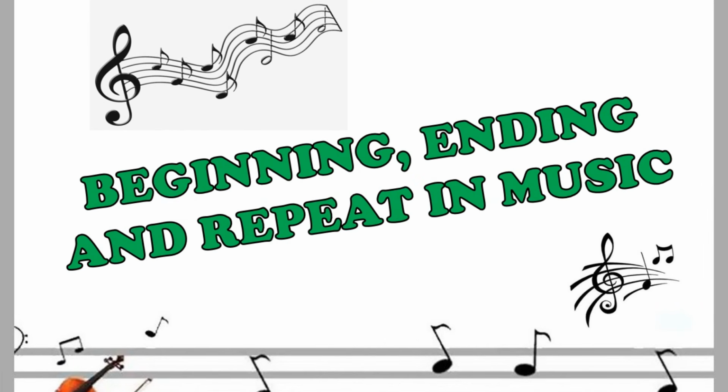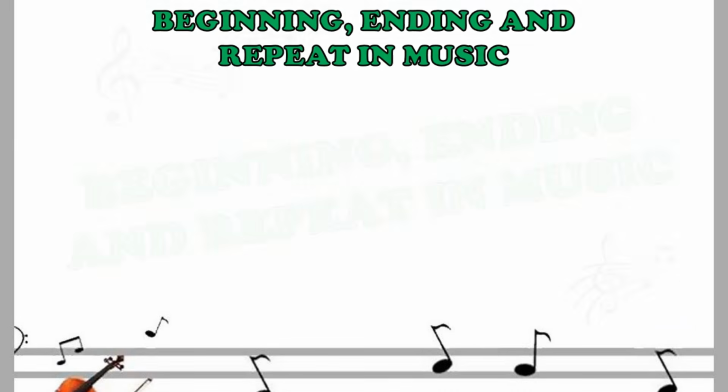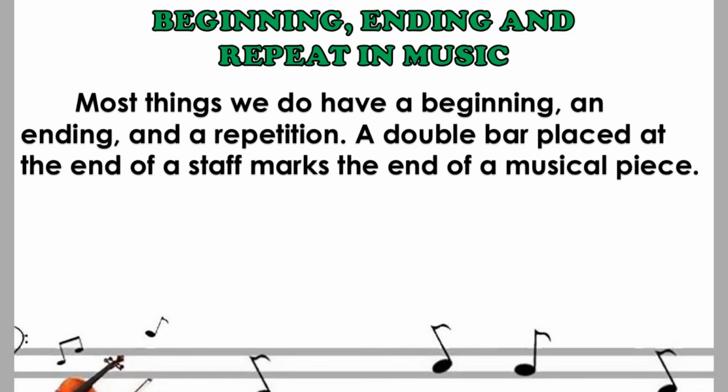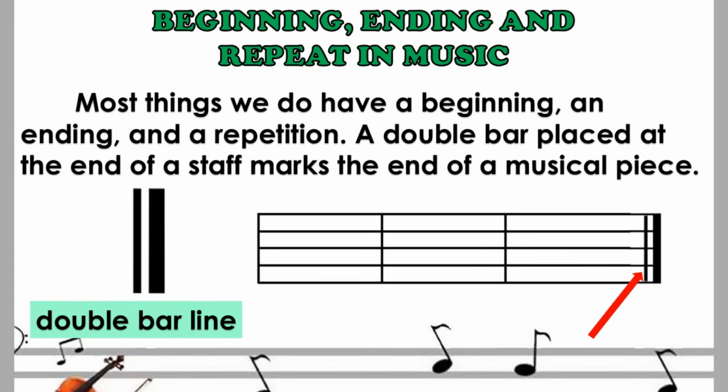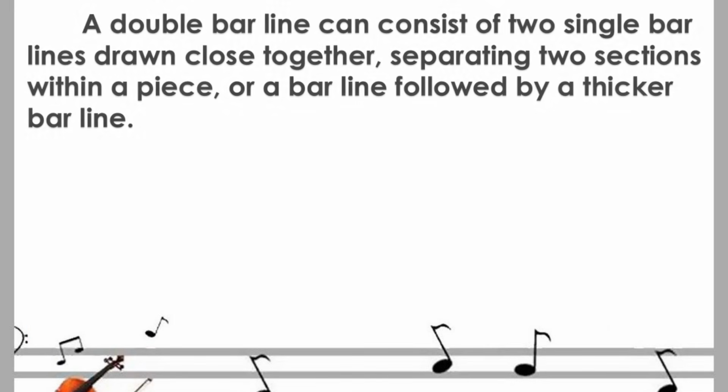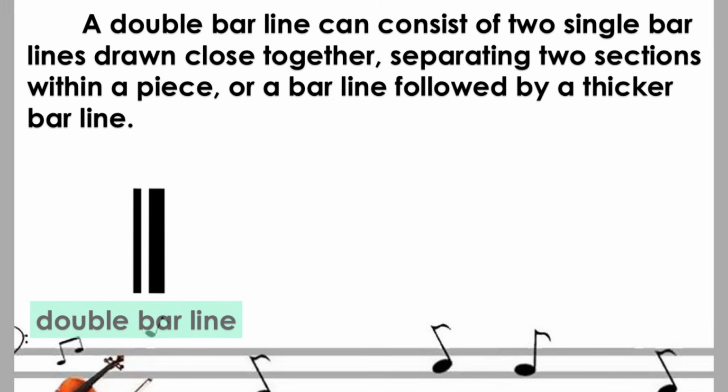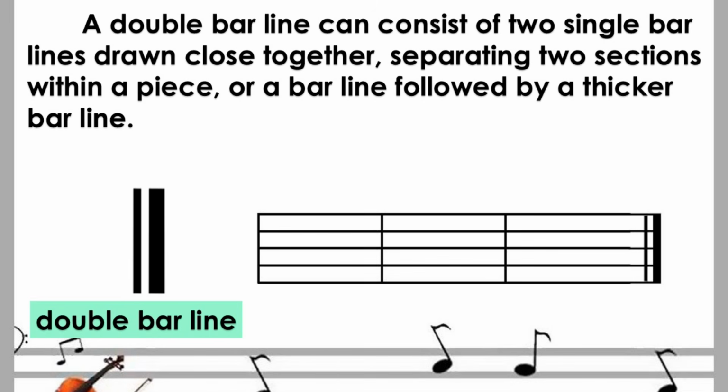Let's start our lesson. Let's learn about the beginning, ending, and repeat in music. Most things we do have a beginning, an ending, and a repetition. A double bar placed at the end of a staff marks the end of a musical piece. A double bar line can consist of two single bar lines drawn close together, separating two sections within a piece, or a bar line followed by a thicker bar line.